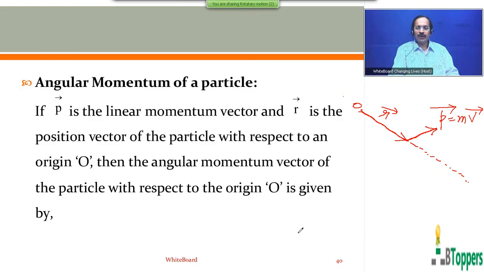At first, I am going to discuss angular momentum of a point mass or particle in the general way, in a mathematical definition. Later, I will be specifically discussing the angular momentum of a rigid body which is performing pure rotational motion about a fixed axis.